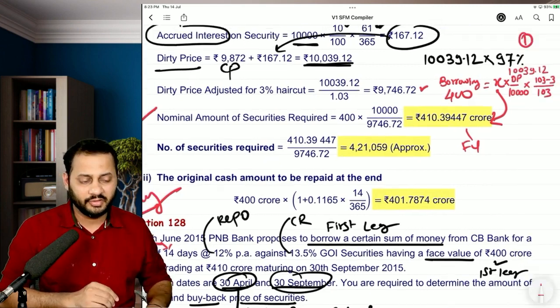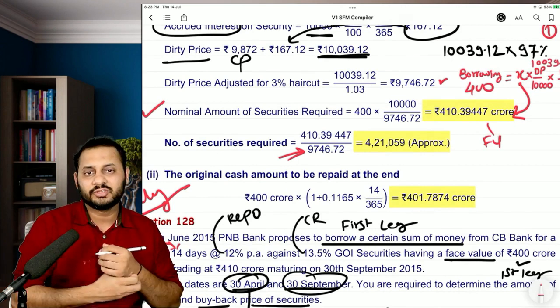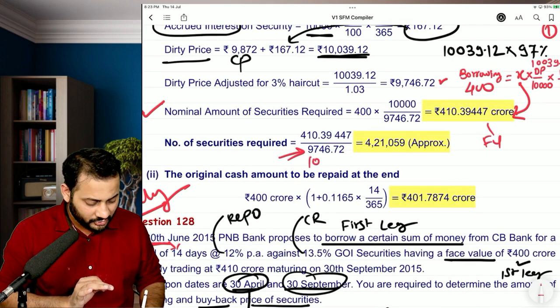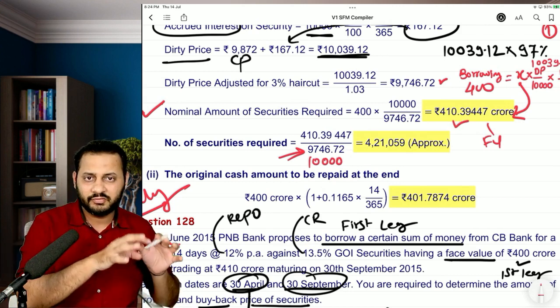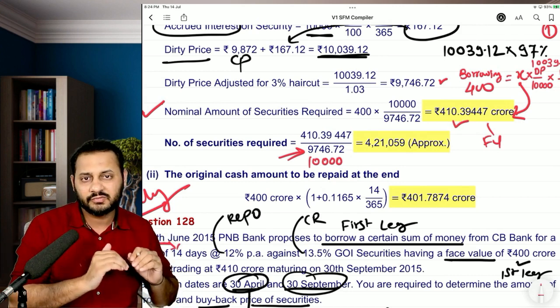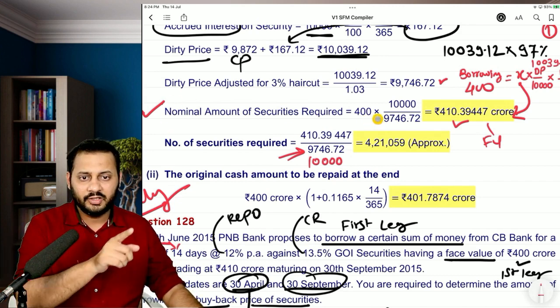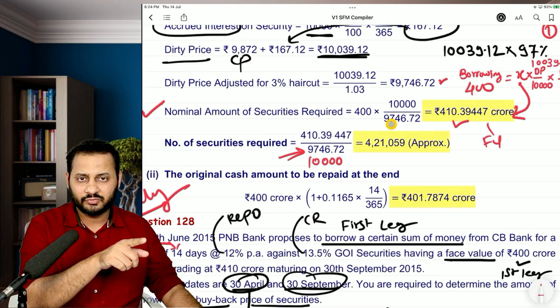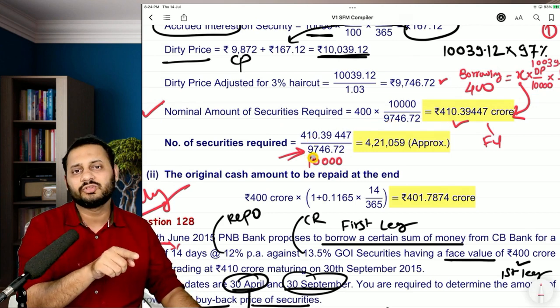Now the number of securities required. Again they are dividing it by 9746.72, which according to me is wrong. It should be divided by 10,000, because once we have already arrived at the face value, it should be divided by the face value only. See what is happening in this part. 400 into 10,000 divided by 9746.72. This answer has been taken here, again divided by 9746.72.